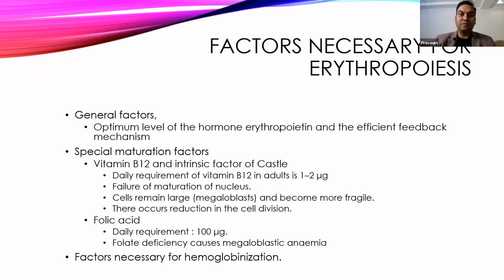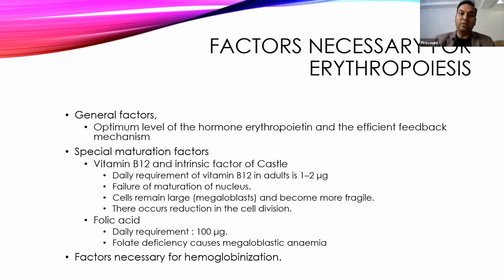Second thing, for erythropoietin synthesis also we need a protein. So that also has to be there. Then there are some other factors which are important for the maturation of the cells. And these are vitamin B12 and folic acid. Vitamin B12 and folic acid are a must for the formation of DNA and RNA, and they are important for the maturation of the cell.